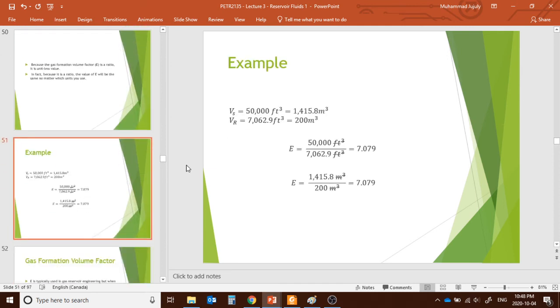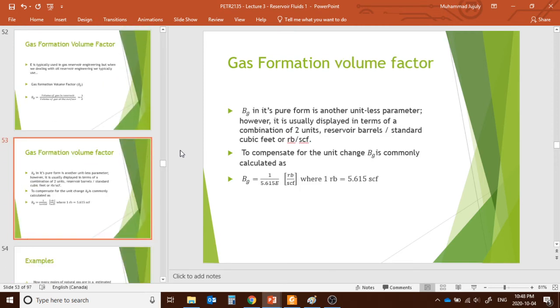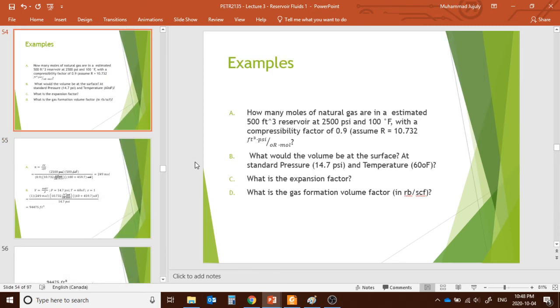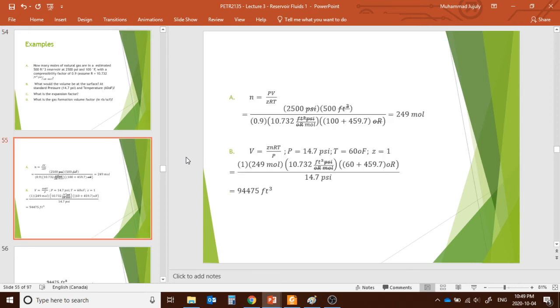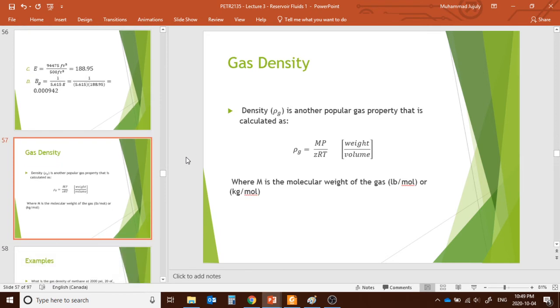Okay, now there is an example given. Please go through the example. The gas formation factor, like the compressibility factor, is totally opposite of the expansion factor. It's just the inverse, and it's reservoir barrels divided by standard cubic feet. So there is an example. Please go through this example, and there's some questionnaire. Please go through that. It could be very important for the quiz and the assignments also. Please go through it very carefully, and it's really easy to calculate and understand the problem.